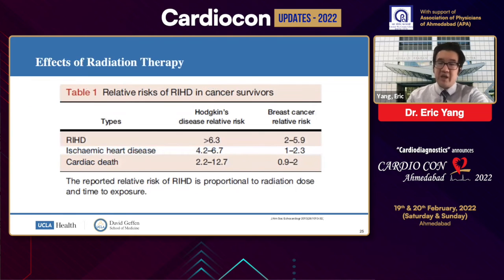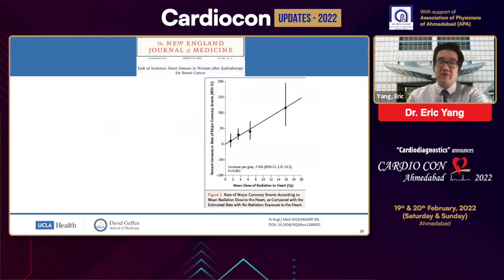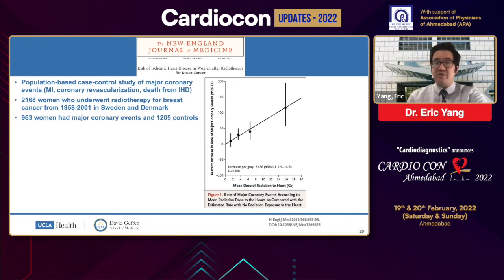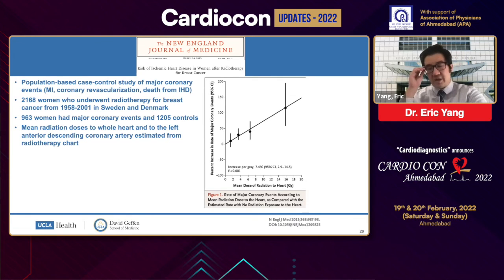We do know historically that breast cancer and Hodgkin's lymphoma radiation survivors are at higher risk for ischemic heart disease and cardiac death. Really, one of the most prominent epidemiologic studies was published in 2013 by Dr. Darby and colleagues, which was a Scandinavian cohort looking at over 2,000 women who underwent radiotherapy over approximately 4 to 5 decades in Sweden and Denmark. They compared women who had major coronary events to their controls, and they also derived which women got left-sided radiation, and extrapolated this to the radiation doses to the presumed left anterior descending artery.